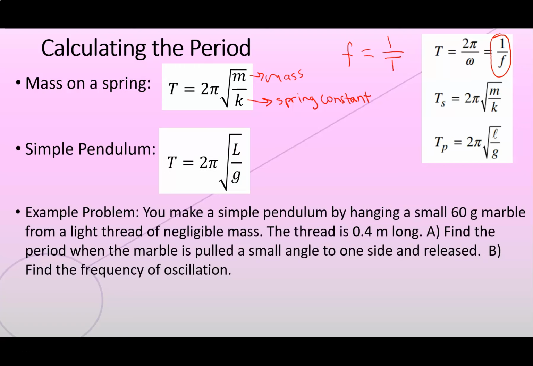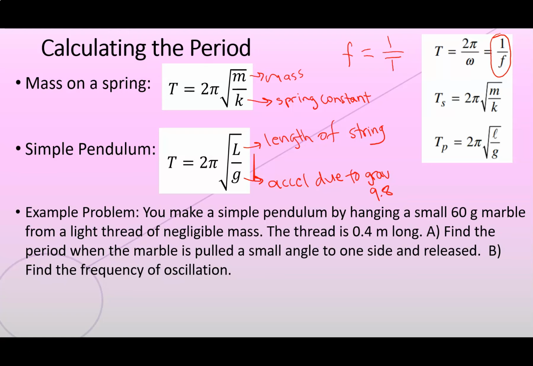And for a simple pendulum, the period is equal to 2 pi times the square root of L over g, where L is the length of the string and g is the acceleration due to gravity, which on Earth is 9.8, as we should know by now. The length is symbolized by a lowercase cursive L on the formula sheet. Notice that for a simple pendulum, the mass of the pendulum does not matter, and it also doesn't matter how far you pull the mass from its equilibrium position.